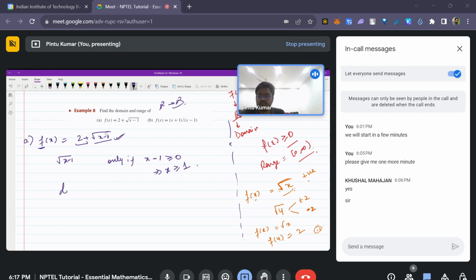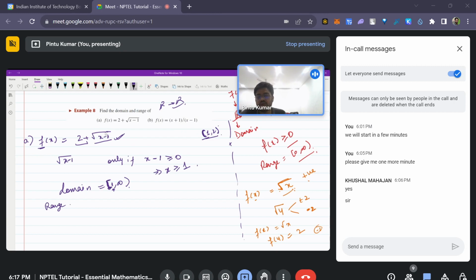So if you look at the domain of this function, the domain is 1 to infinity. I hope everybody knows that this square bracket means that this value 1 is included in the set, and if you use the round bracket, that means that particular value is not included. If you write something like 1 comma 2, then 1 and 2 are not included in this set.